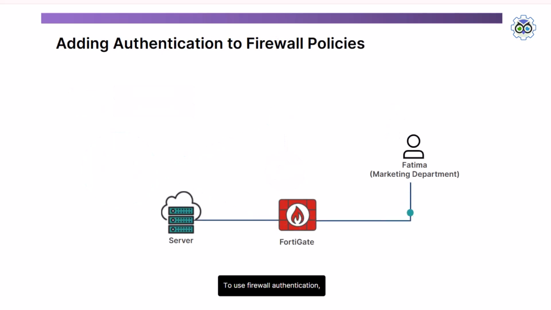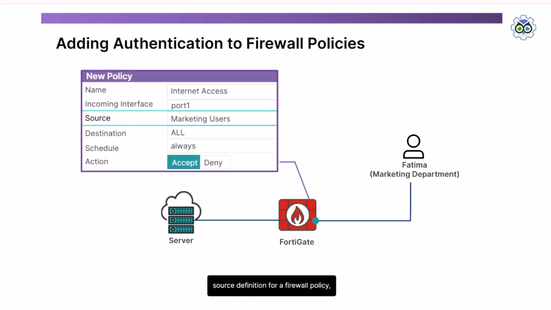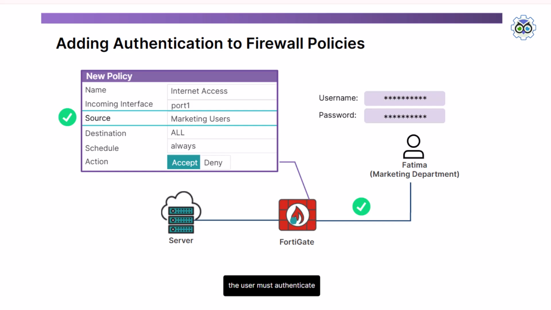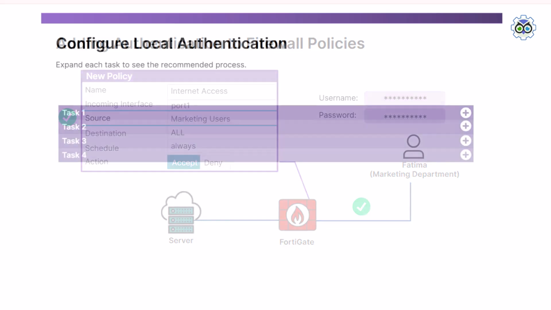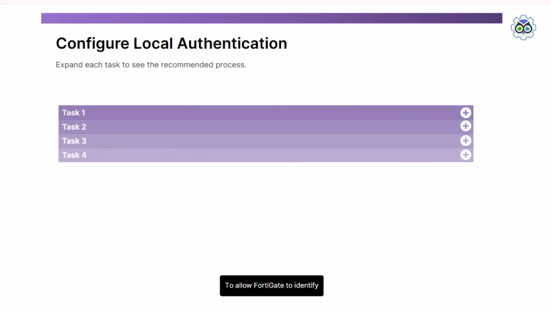To use firewall authentication, you need to include a user account or user group in the source definition for a firewall policy, along with the internal subnet. After doing this, when traffic matches the firewall policy, the user must authenticate before FortiGate grants access. To allow FortiGate to identify users requesting access, you can configure local firewall authentication. Expand each task to see the recommended process.